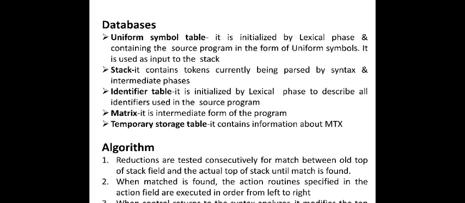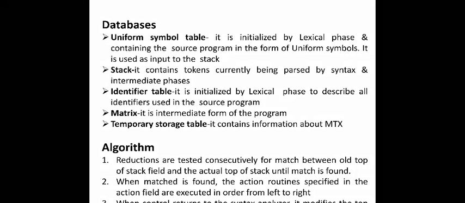Coming to the databases used in this particular phase, here we use the uniform symbol table, stack, identifier table, matrix and temporary storage table. The uniform symbol table, as we discussed in our previous session, is initialized by the lexical phase and contains the source program in the form of uniform symbols, and it is used as an input to the stack. The stack contains the tokens currently being parsed by the syntax and the interpretation phase. The identifier table is initialized by the lexical phase to describe all the identifiers used in our source program. The matrix is an intermediate form of our program. The temporary storage table contains the information about our matrix.